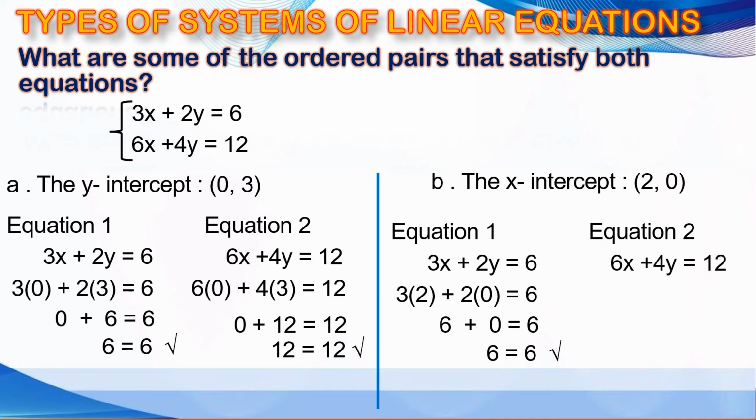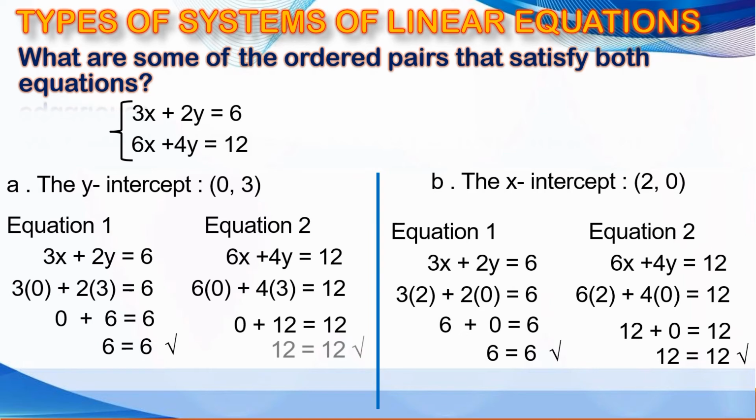And for equation number 2, we have 6x plus 4y equals 12. So this becomes 6 times 2 plus 4 times 0 must be equal to 12. 6 times 2 is 12, 4 times 0 is 0. So 12 plus 0 is equal to 12, and 12 is equal to 12, which is a true statement. So this means that (2, 0) is a solution of the system. So take note, we have two ordered pairs that satisfy the given equations, so therefore, this is a consistent, dependent system.